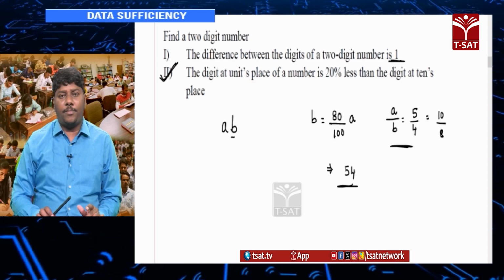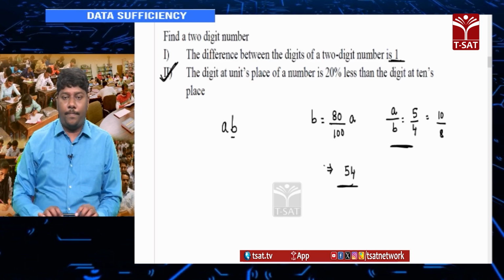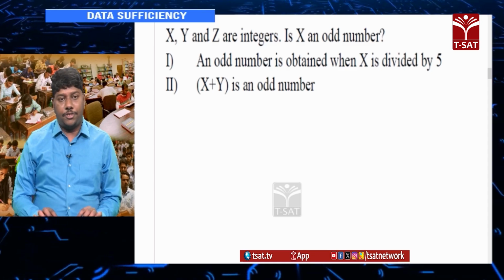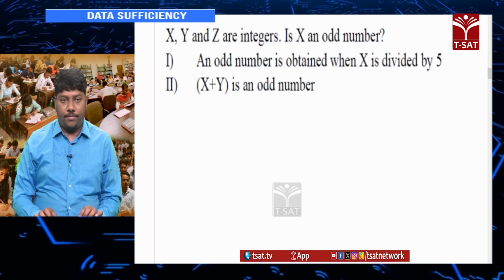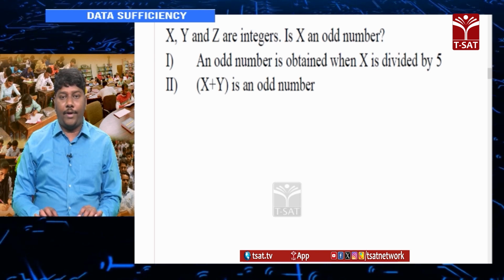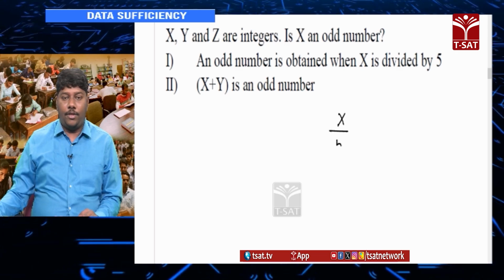Okay, you don't need the information given in 1, because we can find out only by using 2. Look at the question. The question says x, y and z are integers. Is x an odd number? He is asking you, is x an odd number? An odd number is obtained when x is divided by 5. When you divide x by 5, you get an odd number.